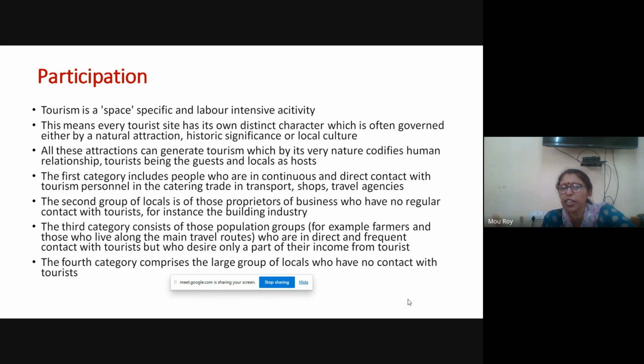So these are the second group of locals who have no regular contacts with the tourist. There's a third category of people, especially the farmers and those who live along the main travel routes, who are in direct and frequent contact with the tourists, but who desire only a part of their income from tourists. They want to be in contact with the tourists, but as a part of their income. Everybody does for income only.